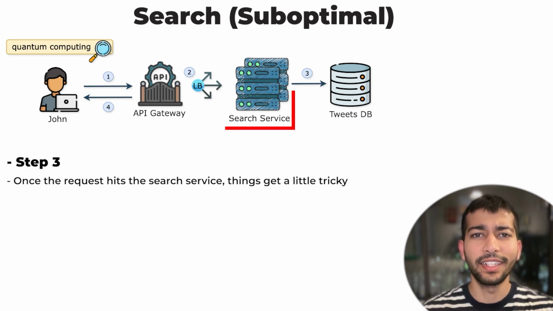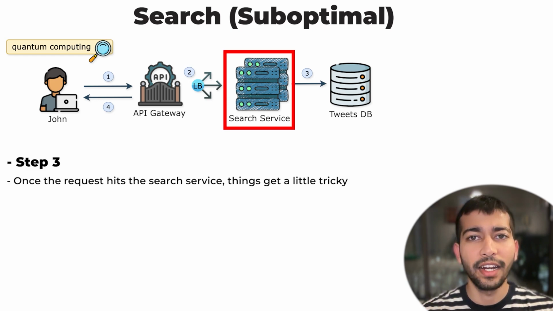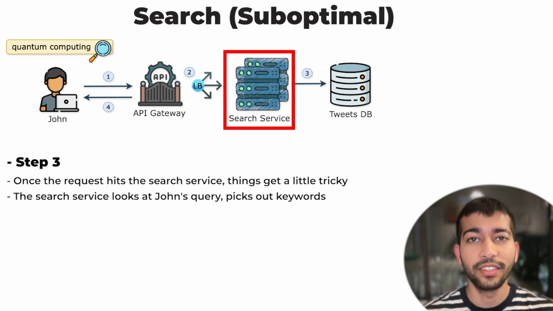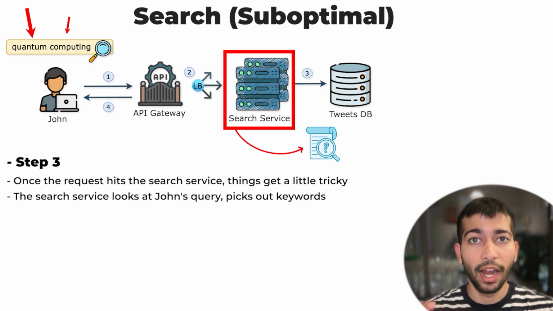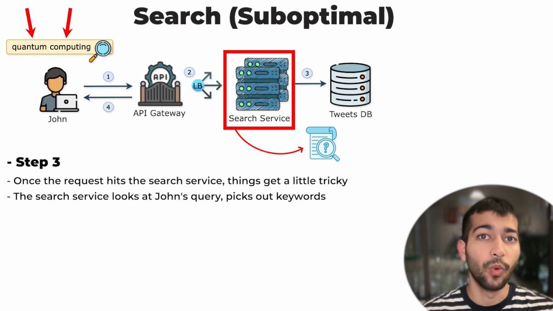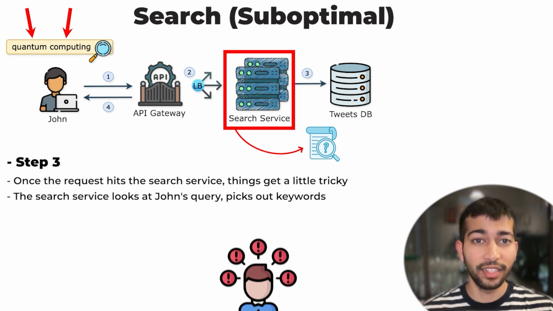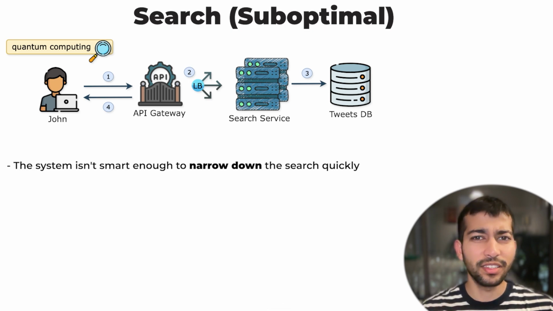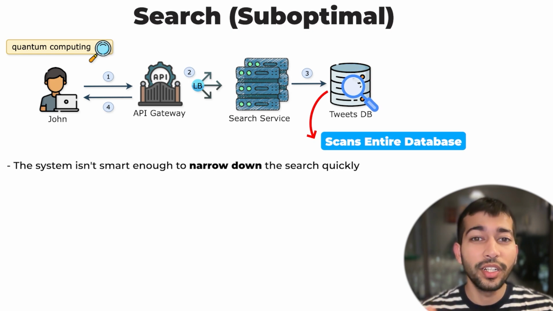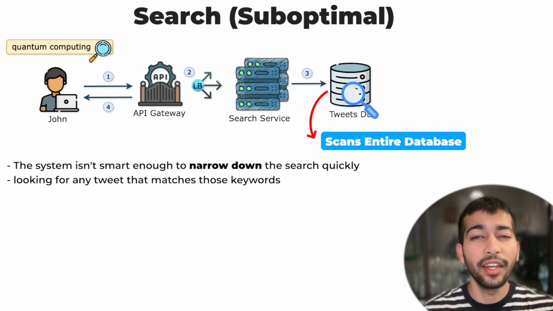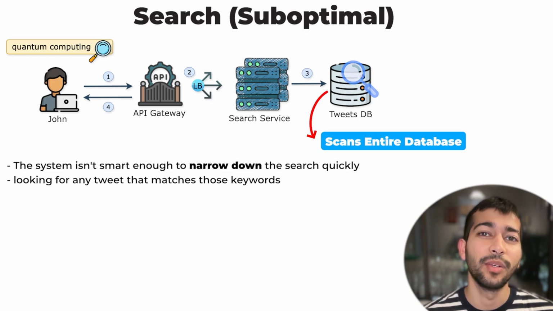Step 3. Once the request hits the search service, things get a little tricky. The search service looks at John's query, picks out keywords, in this case quantum and computing, and gets to work. But here's the problem. The system isn't smart enough to narrow down the search quickly. Instead, it starts scanning the entire tweets database, looking for any tweet that matches those keywords.